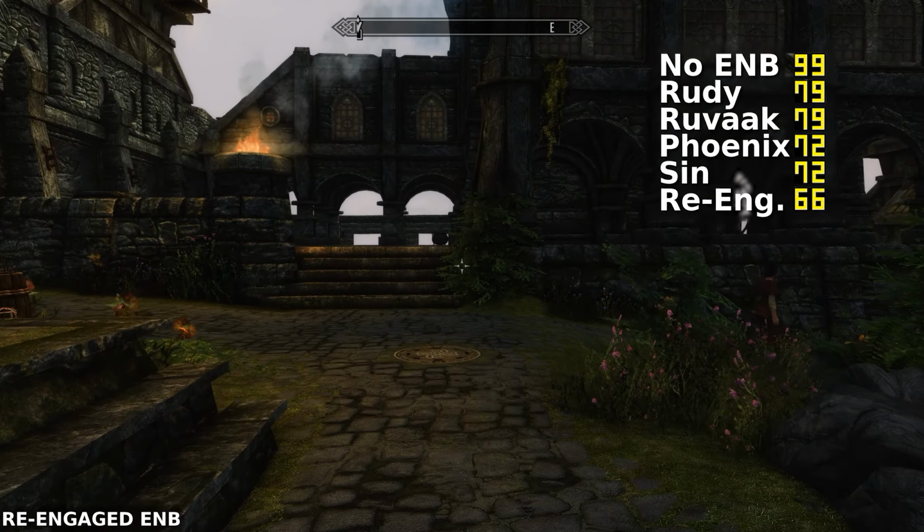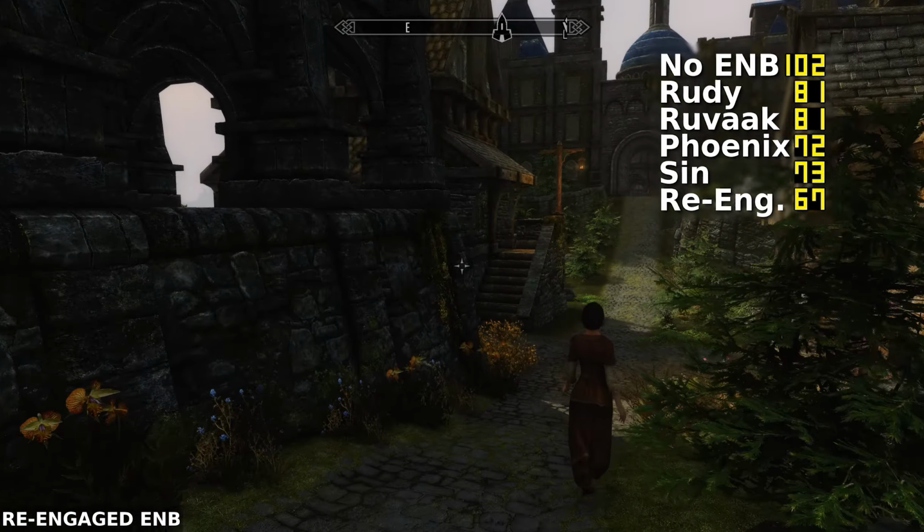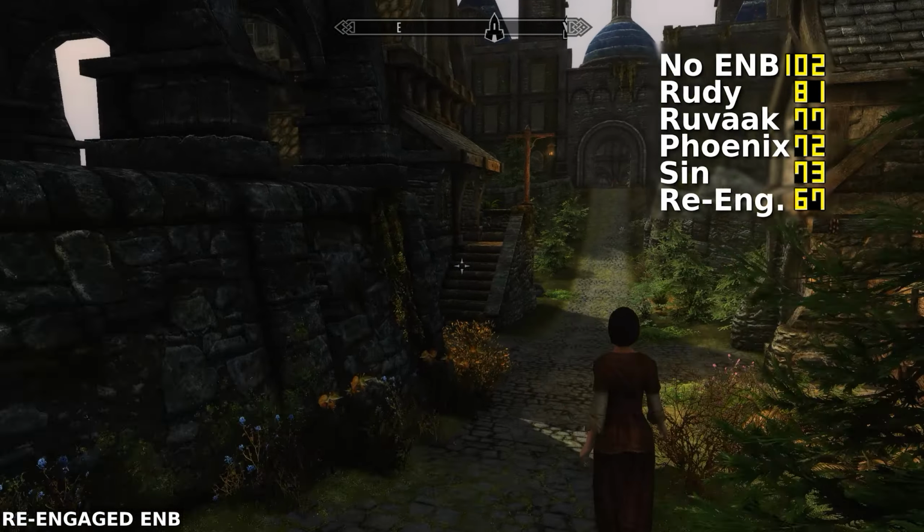I'm not sure why, but performance ENBs with low FPS loss don't seem to be very popular in Skyrim SE, or they're difficult to create. I think that's about it for this quick video.